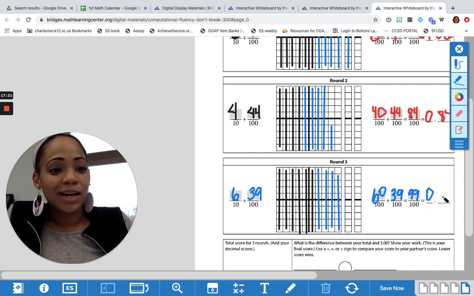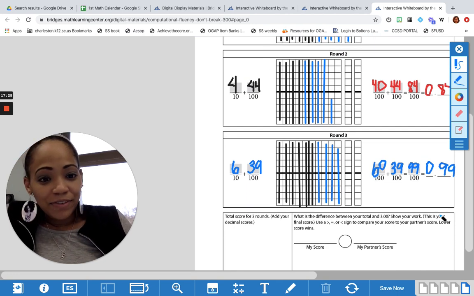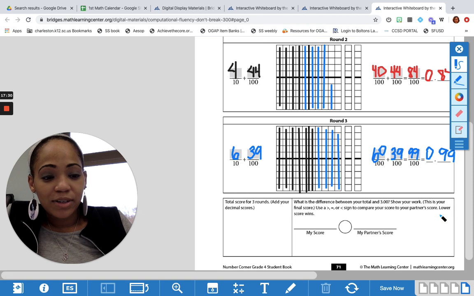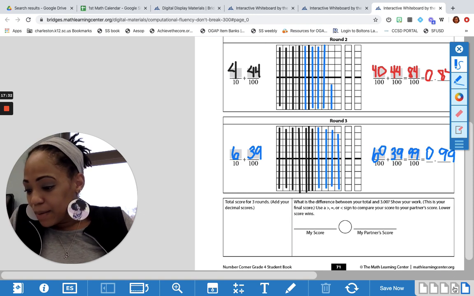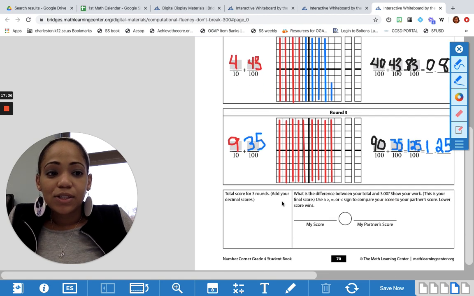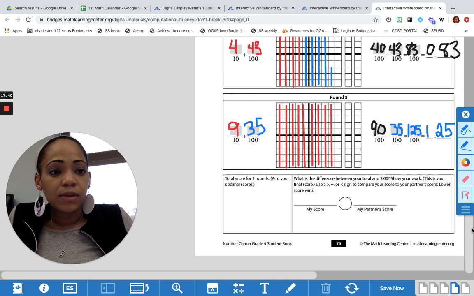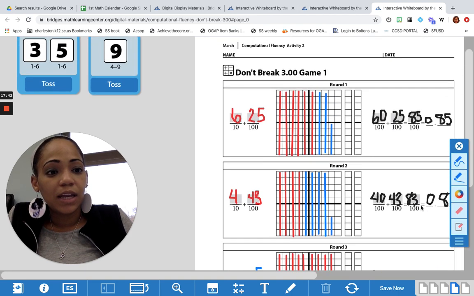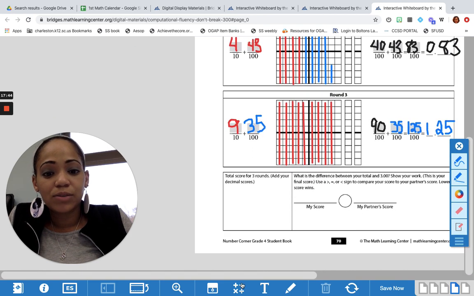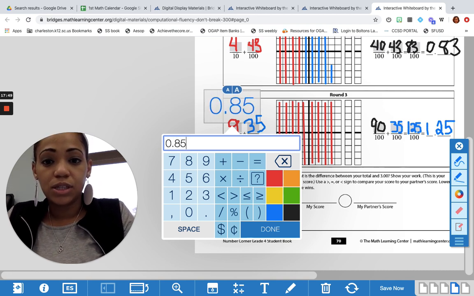I'm thinking that you guys may have won. I don't know. We got to total it up. So you guys have to find the total for your 3 rounds. Go ahead and add it up while I add up my total, and then we will compare. Okay? So my total would be 85 hundredths, 83, and 125. So I got 85 hundredths.